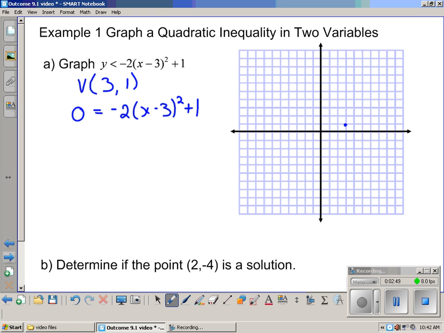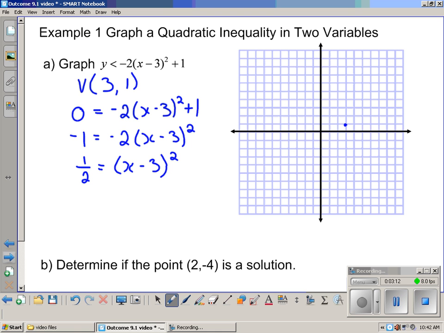So we're going to subtract 1 to the other side. Negative 1 equals negative 2 times (x minus 3) squared. Before we can take the square root, we need to get what's being squared by itself. So we're going to divide both sides by negative 2. So negative 1 divided by negative 2 is just 1/2, equals (x minus 3) squared.